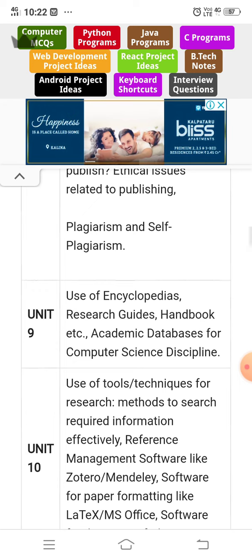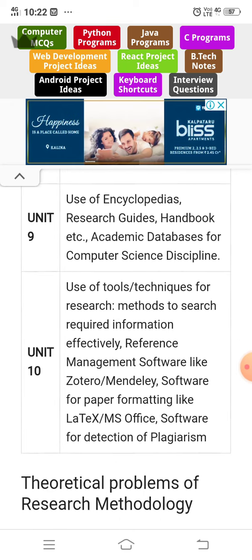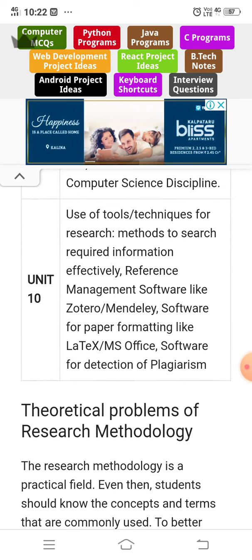Unit number 9: use of encyclopedias, research guides, handbooks, etc. Then academic databases for computer science discipline. Unit number 10: use of tools or techniques for research, methods to search required information effectively, reference management software like Zotero, Mendeley, software for paper formatting like LaTeX, MS Office, software for detection of plagiarism.